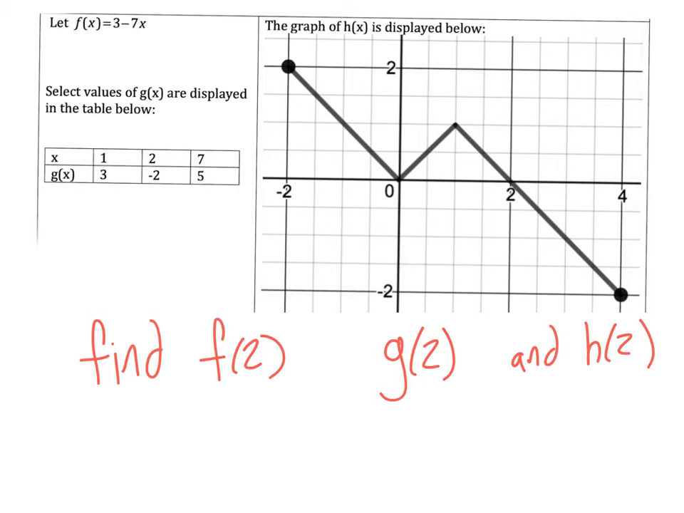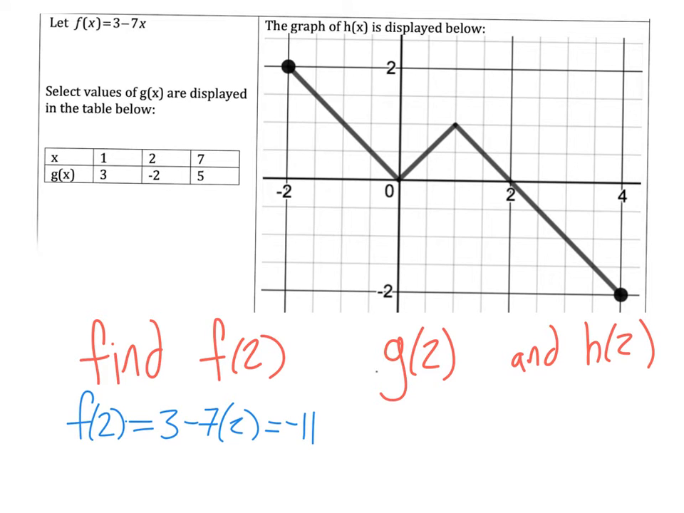So let's try some of these. We're looking for f of 2, g of 2, and h of 2. And in each of these cases, that's going to mean the same thing, but also subtly different in terms of the math that we do. So f of 2 means I'm going to plug 2 into my equation, f. And here we're given 3 minus 7 times 2. In that case, that's going to be negative 11.